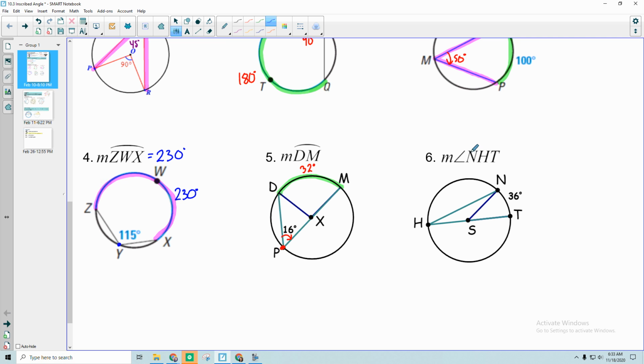And then lastly, angle NHT. NHT, this angle is definitely inscribed. So you see that the vertex is on the boundary of the circle. So right now, that 36 degrees is describing that intercepted arc right there. So if this is 36, I just think, okay, what's half of 36? And that's my inscribed angle. So that should be 18 degrees. Okay. So this is equal to 18 degrees, and this is equal to 32 degrees.